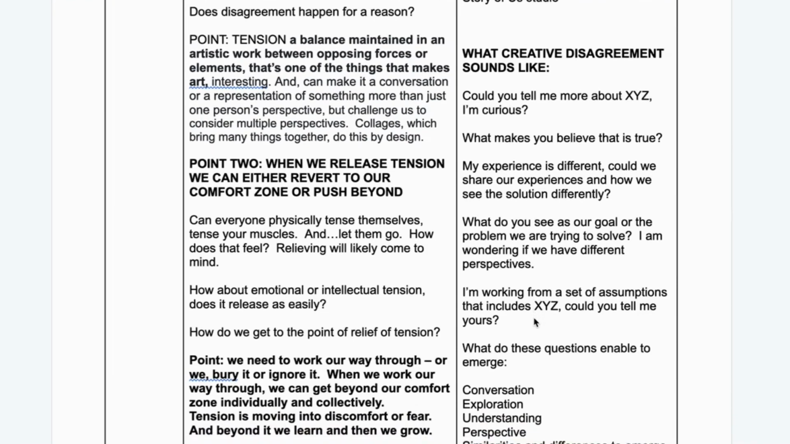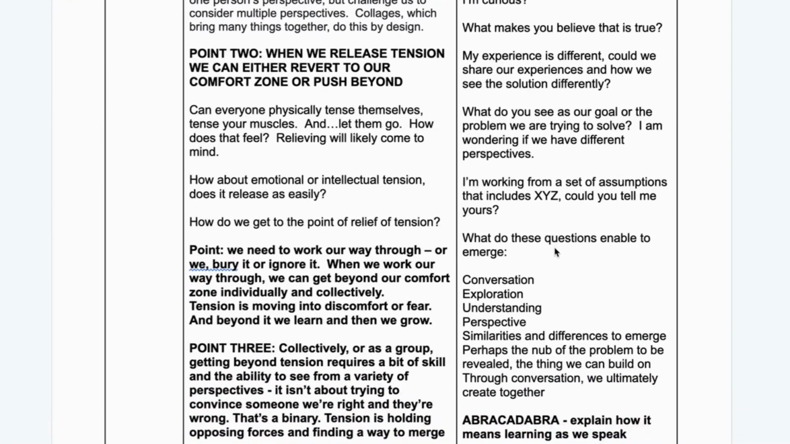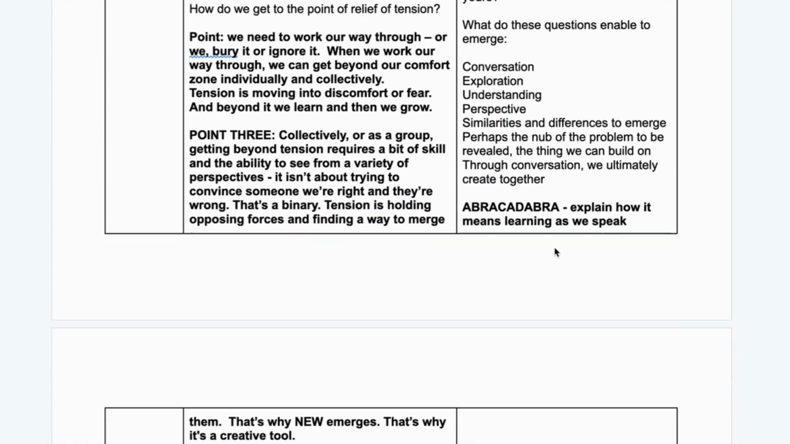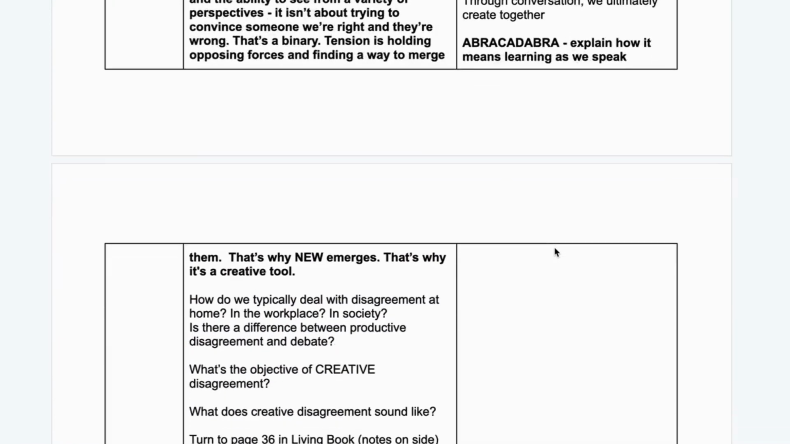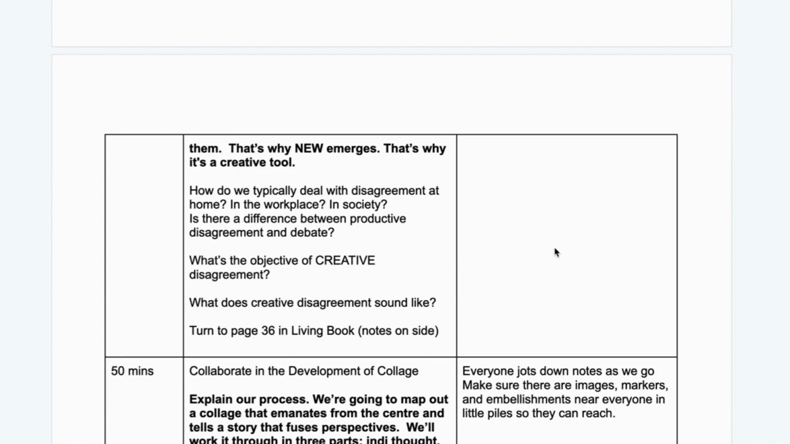So you can see here we've got a few talking points and we've got notes from the Living Book here which we're referring to. So it really smoothly takes us through each element of the conversation, but allows space for the conversation to flow with the members and what they bring to it.